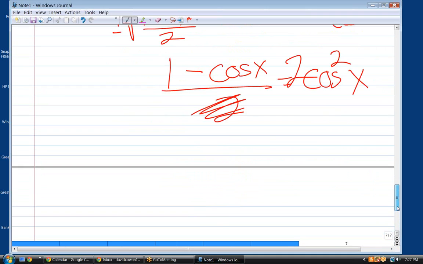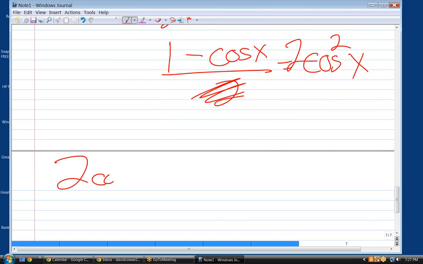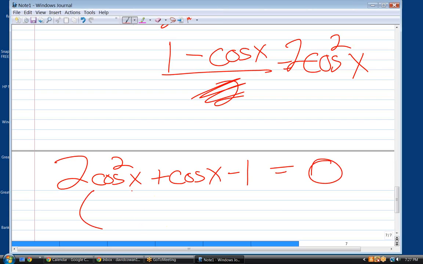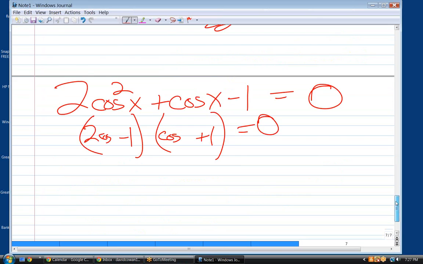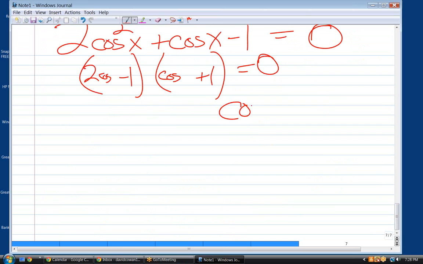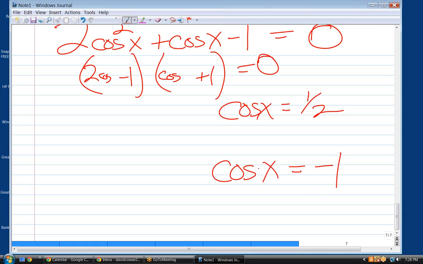Take everything on one side, so I have 2 cosine squared of x plus cosine of x minus 1 equals 0. That should factor nicely. Cosine x equals 1/2, or cosine x equals minus 1.